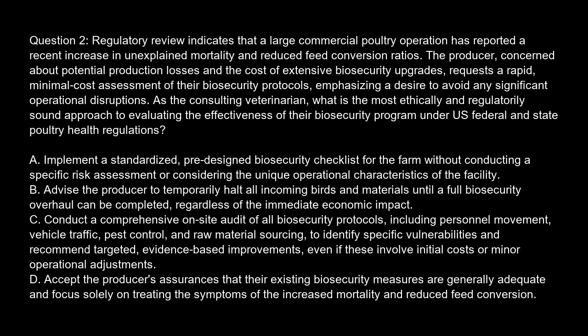Option C. Conduct a comprehensive on-site audit of all biosecurity protocols, including personnel movement, vehicle traffic, pest control, and raw material sourcing, to identify specific vulnerabilities and recommend targeted, evidence-based improvements, even if these involve initial costs or minor operational adjustments. Option D. Accept the producer's assurances that their existing biosecurity measures are generally adequate and focus solely on treating the symptoms of the increased mortality and reduced feed conversion.